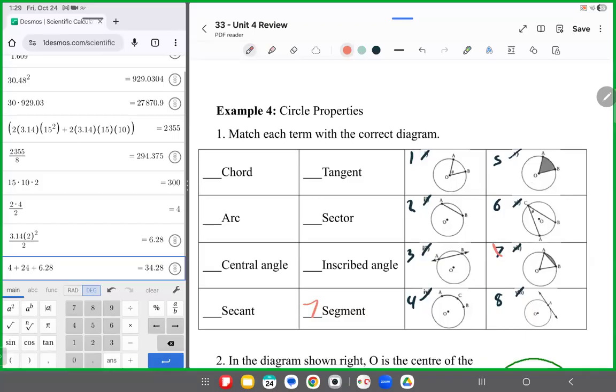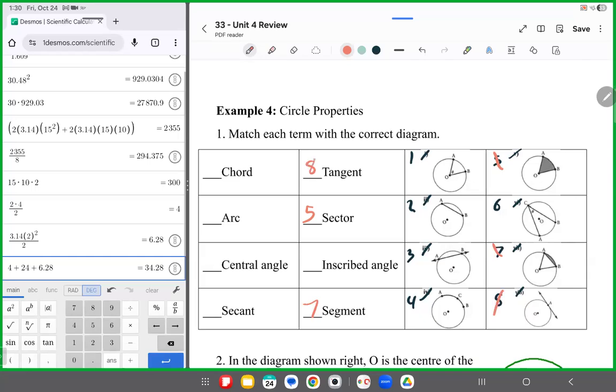Additionally, when I look at number 5, we know that we studied in the last lesson, those are sectors. We found the areas of those. So we can go ahead and write that one down. The next one that kind of stands out to me would actually be number 8. This is what we call a tangent.